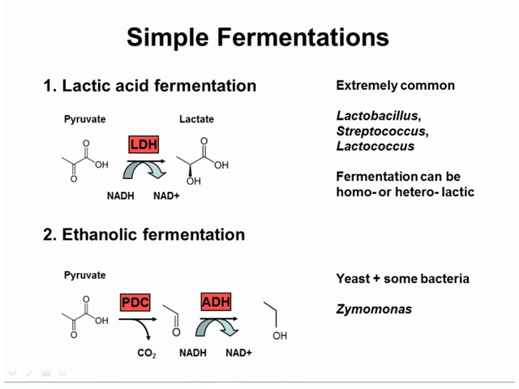Okay, so easiest way to do this, take the pyruvate, directly reduce it, and you get lactate. 3-carbon molecule, 3-carbon molecule. So it's very common: Lactobacillus, Streptococcus, Lactococcus, bacteria that are used in making yogurt and other fermented products. The fermentation can be homo or heterolactic. So homolactic, you only get lactate. Heterolactic, you get lactate plus something else.